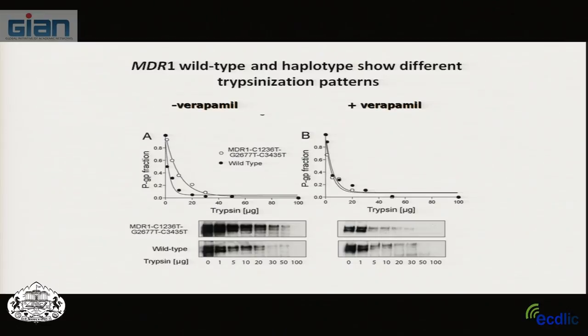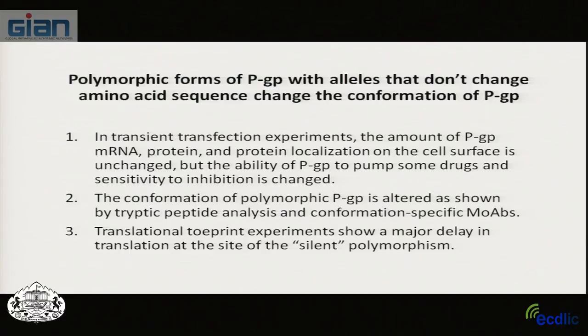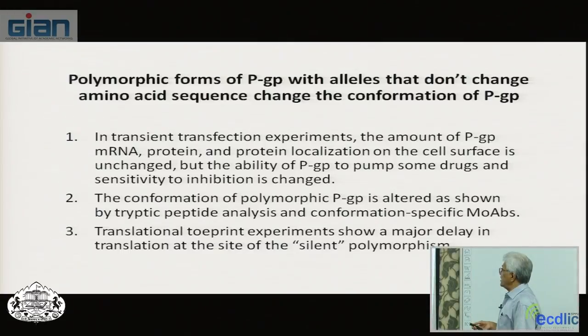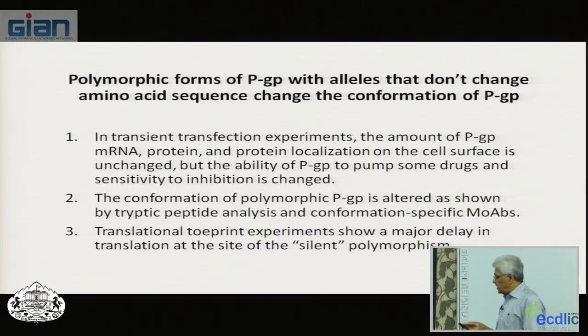You can detect this by Western blot. This is the control, and then you can see the trypsin concentration going from 1 to 100 microgram. The goal was just to see how sensitive the proteins are. And that showed that there is a change in the folding. So the polymorphic forms of PGP with alleles that don't change the amino acid sequence change the conformation of PGP. That was the conclusion from these studies.